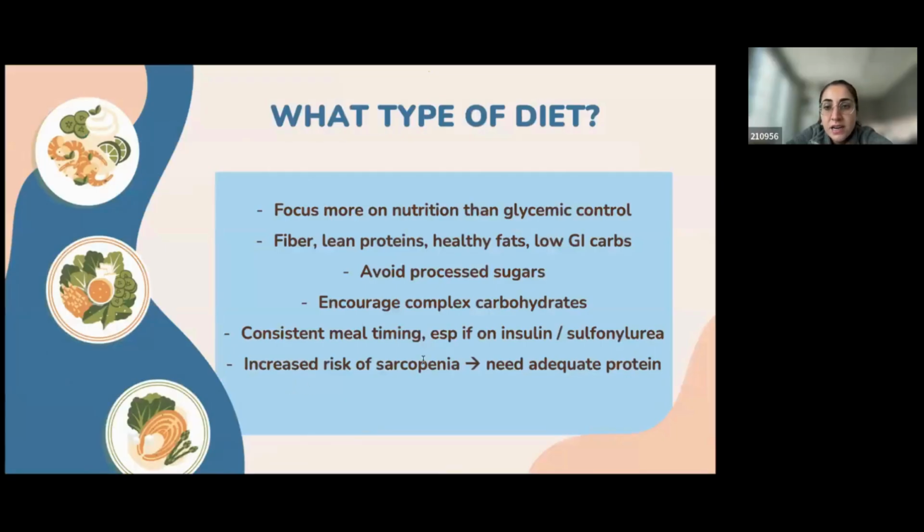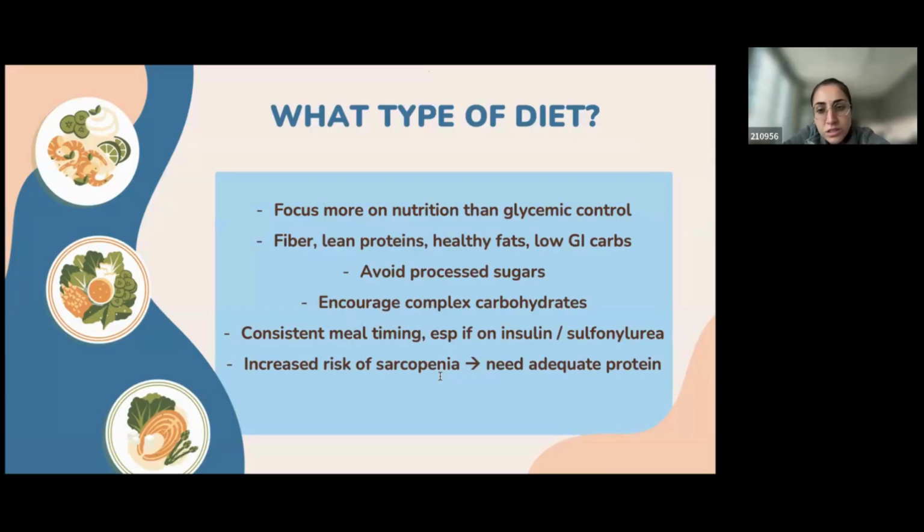In terms of diet, I think we're all familiar with this. We want to try to focus on high fiber, lean protein, low glycemic index carbs, complex carbs, and we want to try to avoid simple sugars to prevent blood sugar fluctuations. Meal timing is very important, especially in patients with cognitive decline or dementia that are on insulin. Trying to maintain a standardized and structured routine would help reduce the risk of hypoglycemia, especially if they're on insulin or sulfonylureas.